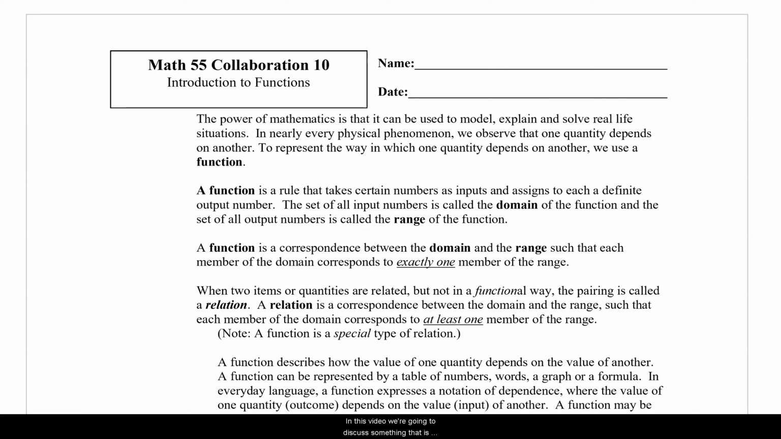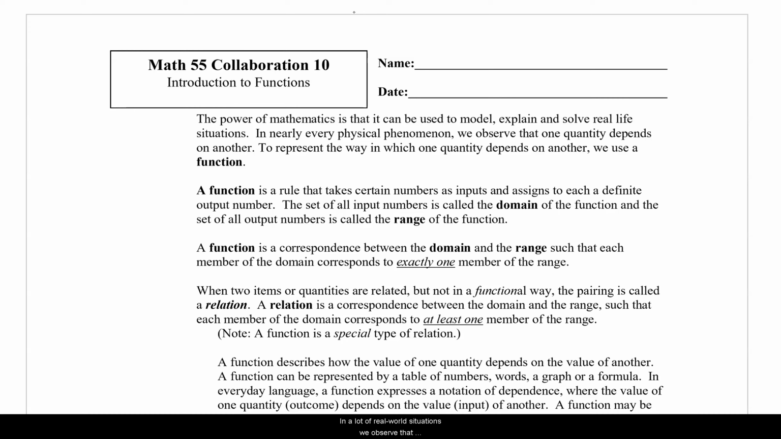In this video, we're going to discuss something that is very important to a lot of mathematics, not just algebra, but further on up into calculus, linear algebra, differential equations, and even higher. And that's this concept of a function.